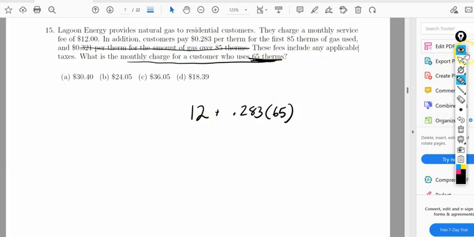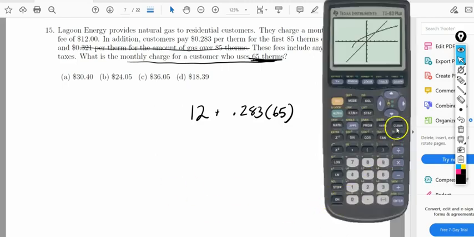So now I just put that in my calculator. We are going to get 12 plus 0.283 times 65. And all of these are taken to 2 decimal places. So if I take this answer to 2 decimal places, it's $30.40. So the answer to number 15 is A.